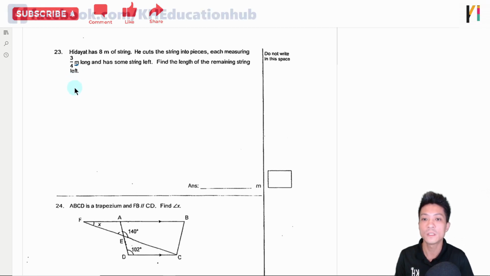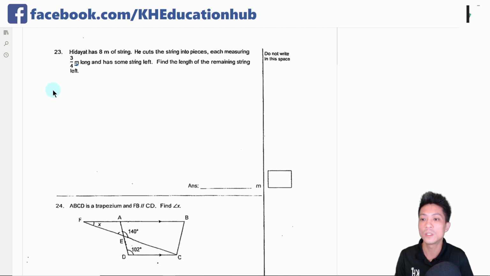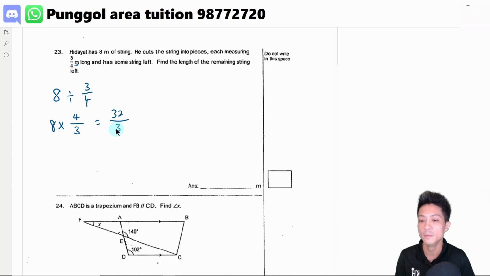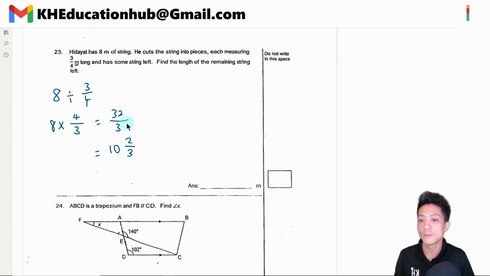Okay, so the first thing that you need to do is use 8 meters divided by 3/4. So change it to multiply by 4/3. There's nothing to reduce, so this is going to give you 32/3. Okay, 32/3. Change it to a mixed number, it'll be 10 and 2/3. Okay, so this is the remaining, right?